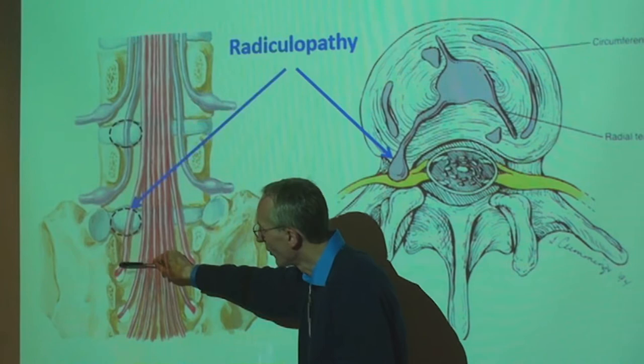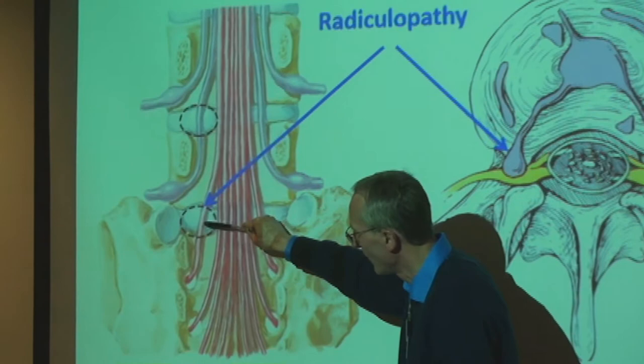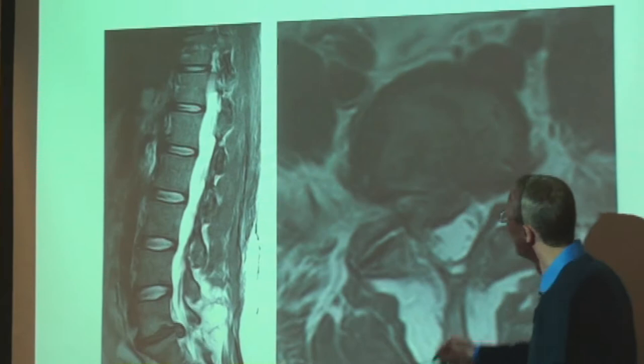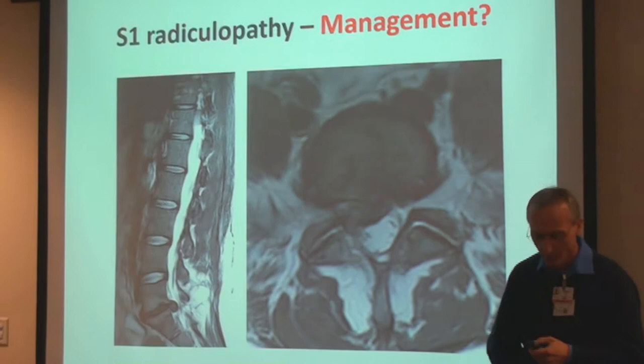So if this is L5-S1 and this is a disc herniation of L5-S1, this nerve root, the S1 nerve root, will be compressed. And this is what we saw in our patient, where the L5-S1 disc herniation, visible here, was paramedian, visualized here, compressing the S1 nerve root and causing the S1 radiculopathy.